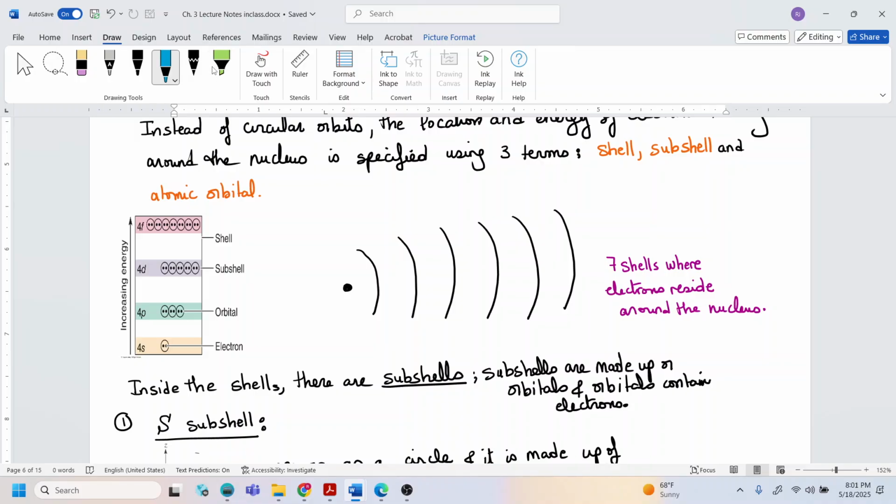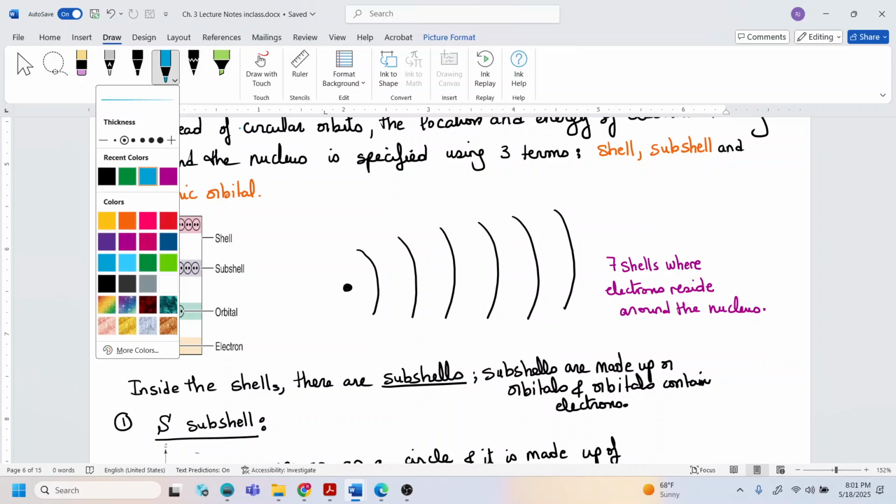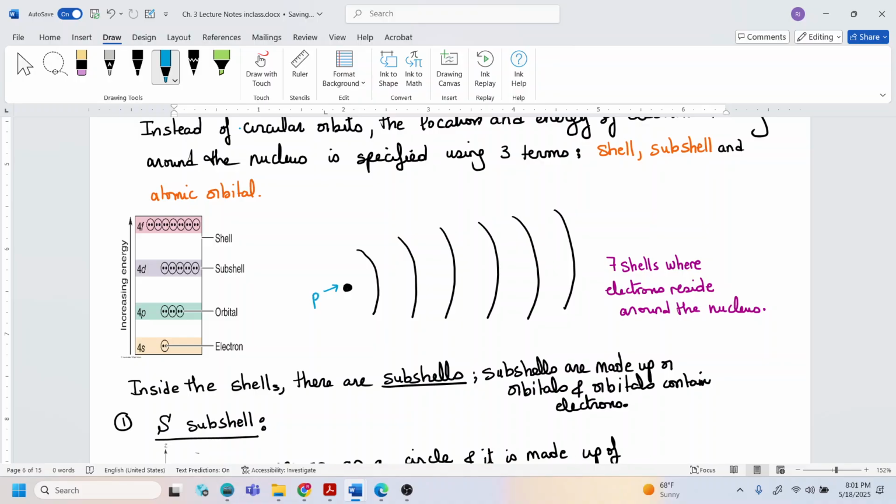So imagine over here that you do have the nucleus, and we said that the nucleus is made up of protons and neutrons in there. Okay, and then we have the electrons that go around the nucleus in an elliptical motion, but I'm not going to draw the elliptical motion, so I'm just going to show it like this.